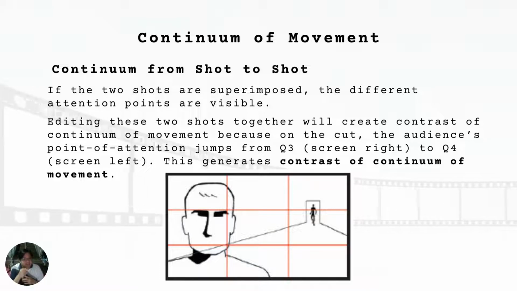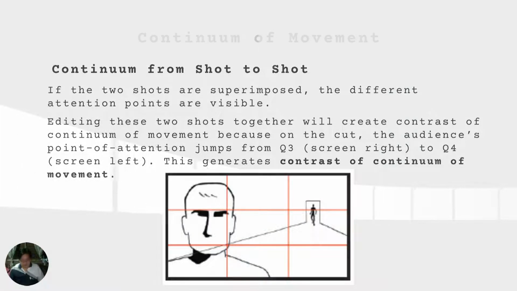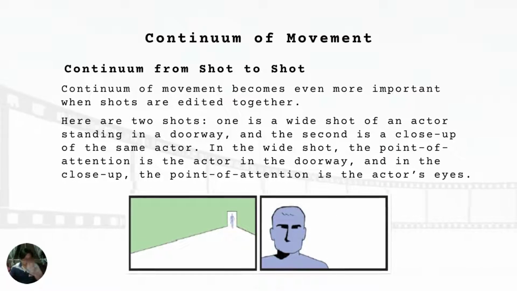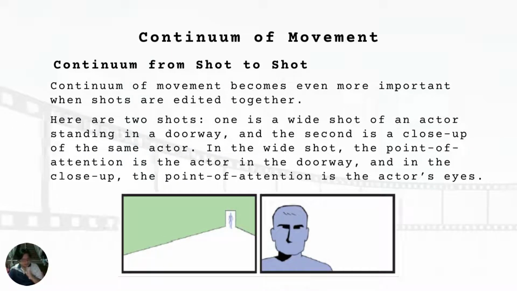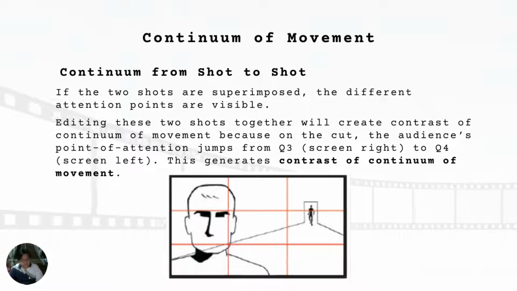Again, when you say separation, editing these shots together will create continuum of movement because on the cut, the audience's attention jumps from the first quadrant to the second quadrant, or in this case from quadrant 3, the screen right, to quadrant 4, the screen left. This generates contrast of continuum. So again, two shots when edited together create contrast of continuum.